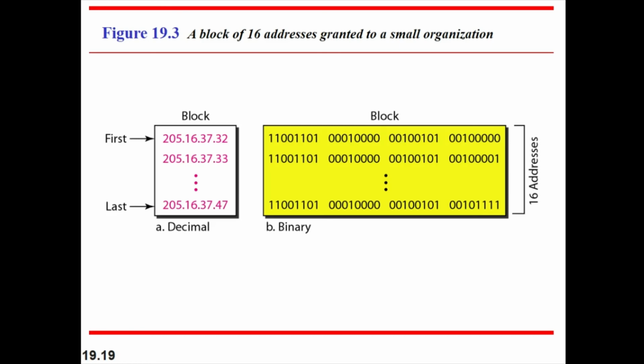Okay, a block of 16 addresses granted to a small organization. We have the block of addresses here. This one is the block of addresses in decimal notation. This one is the block of addresses in binary notation. So for example, the total number of addresses equals 16. The first address, 32, can be divided by 16. 32 divided by 16 equals 2. It must be contiguous: 32, 33, 34, until 47.